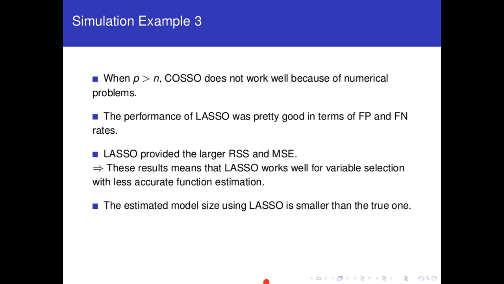Performance of Lasso was pretty good in terms of false positive and false negative. And Lasso provides a larger RSS and mean square error. This result means that Lasso works well for variable selection with less accurate function estimation. And also, the estimated model size using Lasso is smaller than the true one.